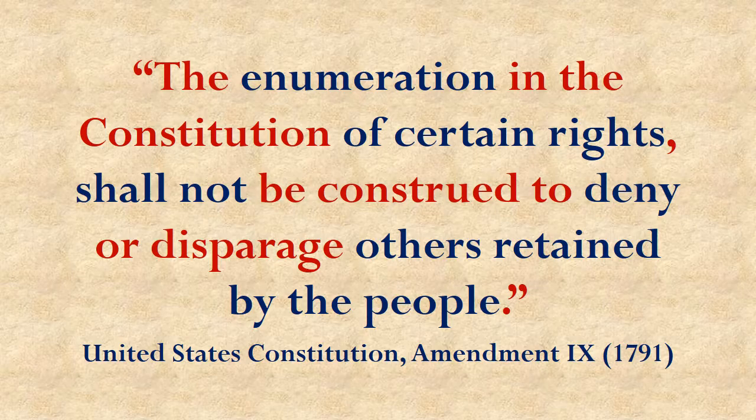In other words, what that word enumeration means, literally, is to number things, but what it means in more common use is to list. So what it's really saying here is the listing of certain rights in the Constitution. Well, where are certain rights listed in the Constitution? Remember, this is the 9th Amendment. It's talking about the first 8 amendments that came before it. So the listing of certain rights in the Constitution, elsewhere in the Bill of Rights, shall not be construed to deny or disparage other rights that are retained by the people.